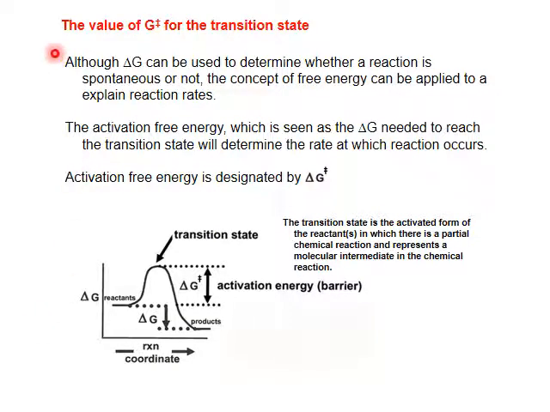There's another use of free energy that we can apply to kinetics, and that's in regards to the transition state. So the delta G that we can use for determining whether a reaction is spontaneous or not, favorable or not, we can still use this concept of free energy to explain reaction rates. So let's look at the diagram below.